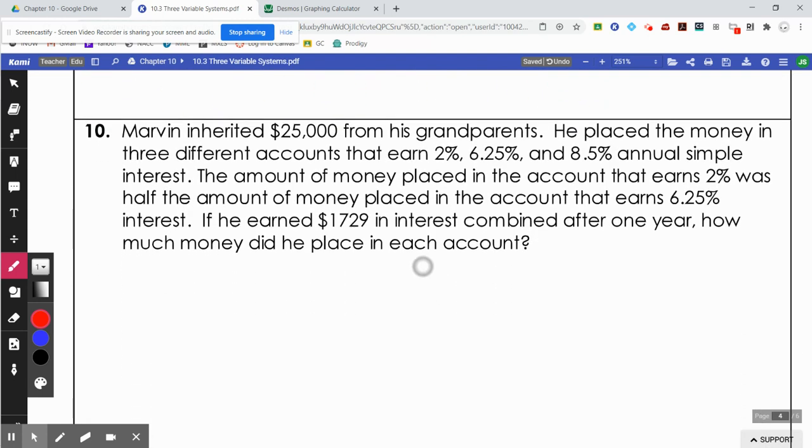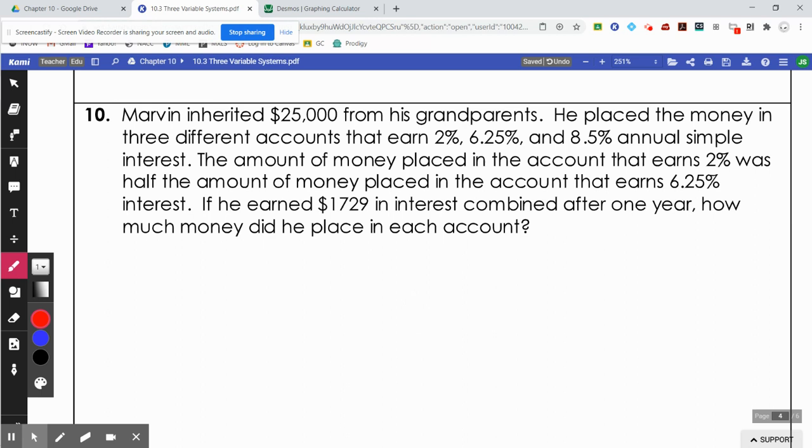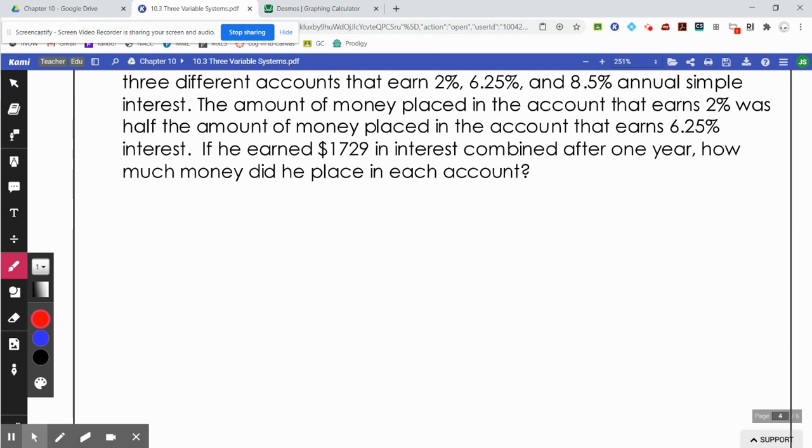Number 10. Marvin inherited $25,000 from his grandparents. He placed the money in 3 different accounts, earning 2%, 6.25%, and 8.5% simple interest. Again, interest is principal times rate times time. The amount of money placed in the account that earns 2% was half the amount placed in the 6.25% account. He earned $1,729 in interest combined after 1 year. How much money did he place in each account?